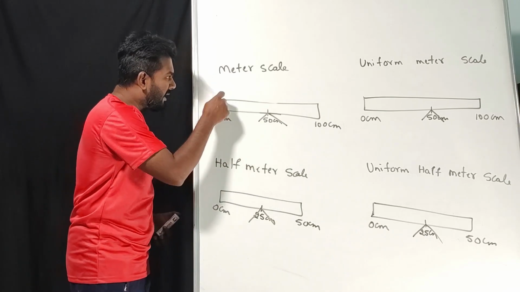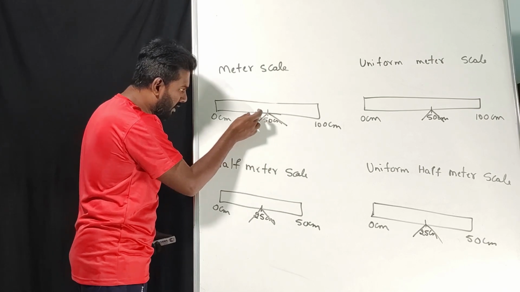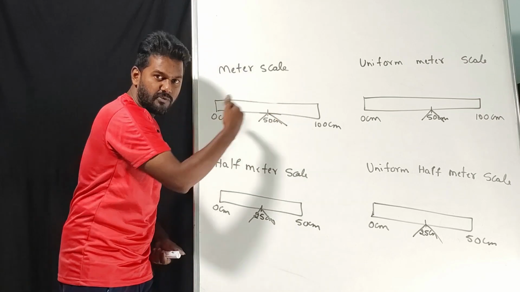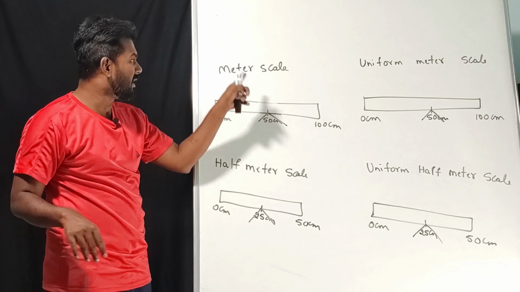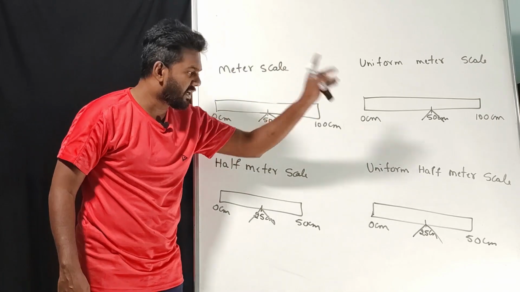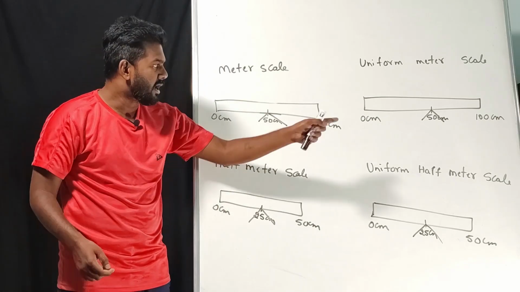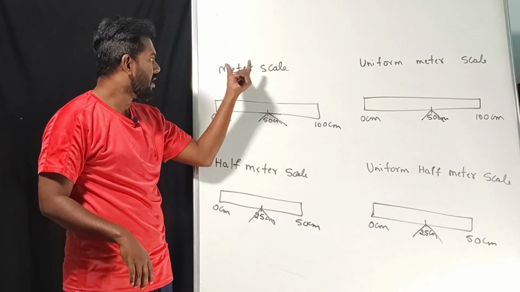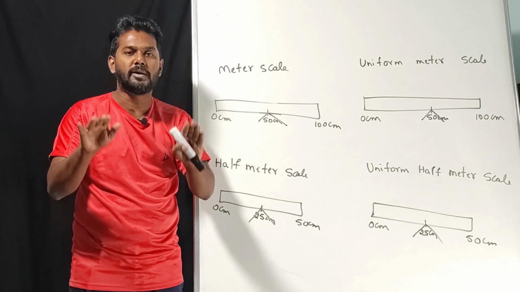Here in these two, meter scale and half meter scale, you can keep this knife edge somewhere here or somewhere there. We don't know the exact position. Without any loads, we don't know where to keep the knife edge to balance. That is the meaning of meter scale. Uniform meter scale and uniform half meter scale means exactly at the center. If you keep the pivoted point or fulcrum or a knife edge, it will balance easily without any load. This is the meaning of meter and uniform meter, half meter and uniform half meter scale.